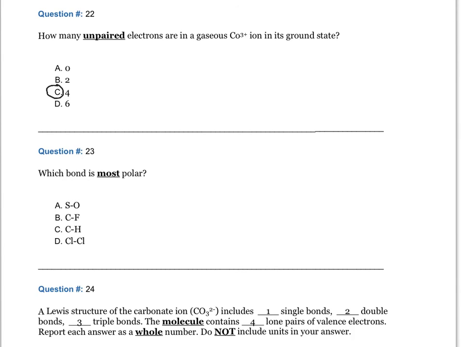The remaining questions on this page are associated with Chapter 7 and will be covered at a later time.